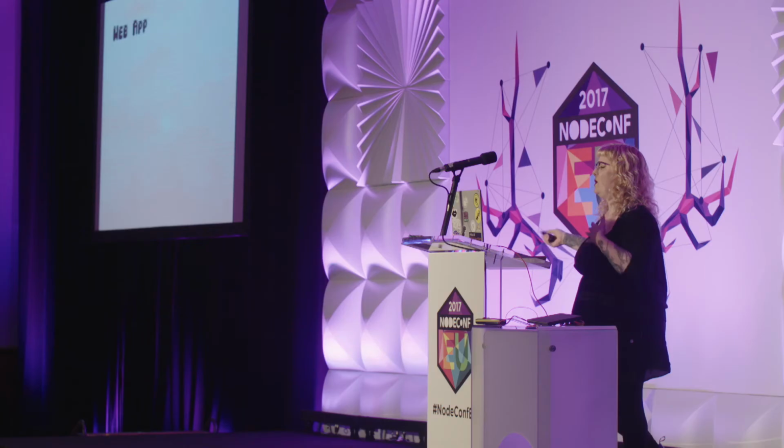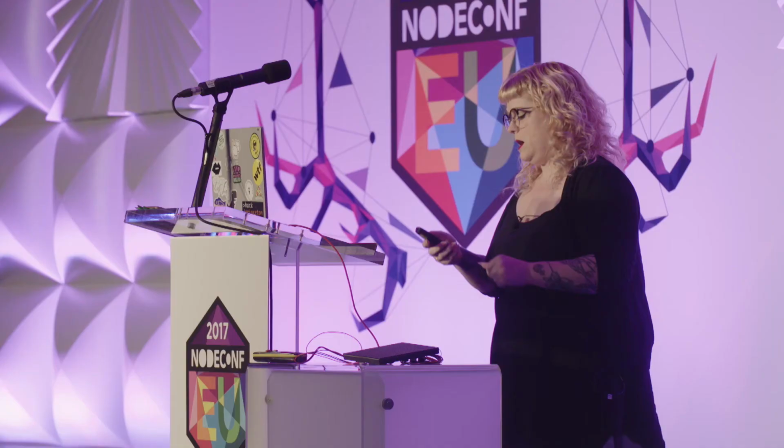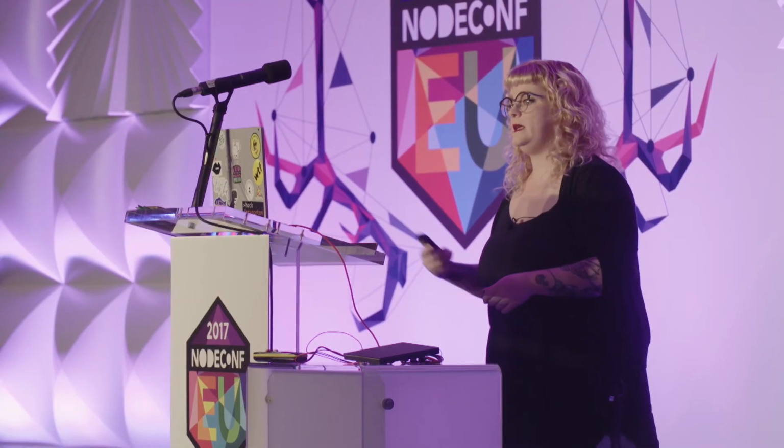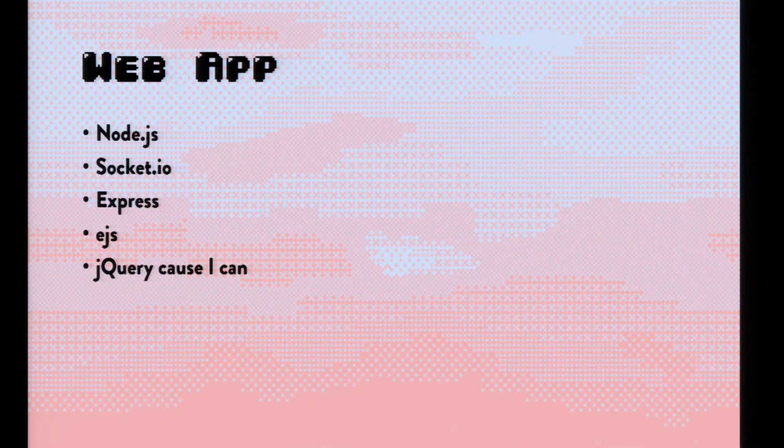And then there's also a web app part of the application, also written in Node.js. I'm using Socket.io for the real-time communication between the images and the file upload and the calls to the IoT Hub. I'm using Express for the routing, EJS for the templating, and jQuery because nobody tells me what to do, and I can. There's a little bit more going on under the hood, but we'll talk about that when we get to the code.